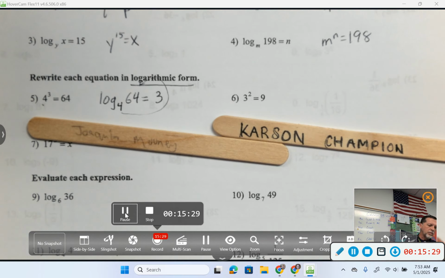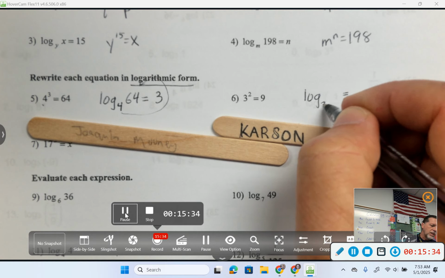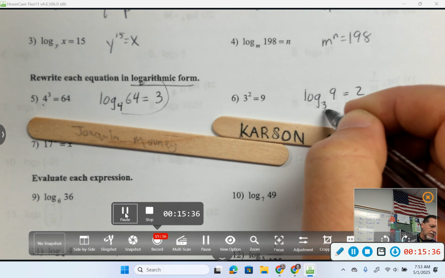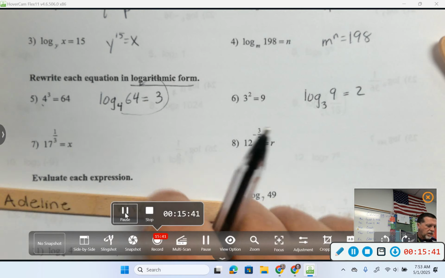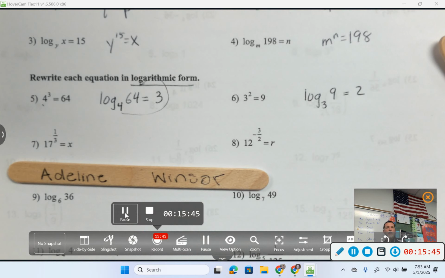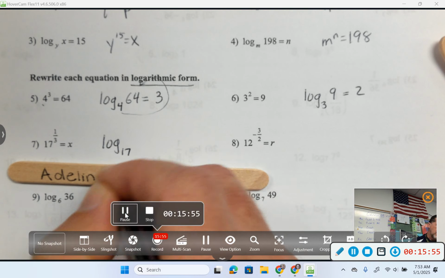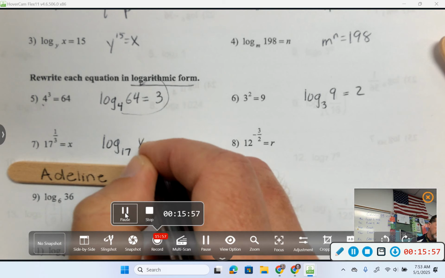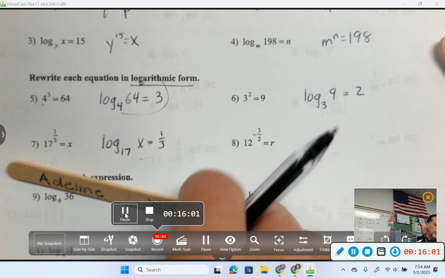Carson, how about 3 squared equals 9? Log base 3, 9 equals 2. Yes, because 3 squared equals 9. And last one, that way we've called on everybody. Adeline, how about 17 to the 1/3 equals x? Log 17, x equals 1/3. Yep, because 17 to the 1/3 equals x.